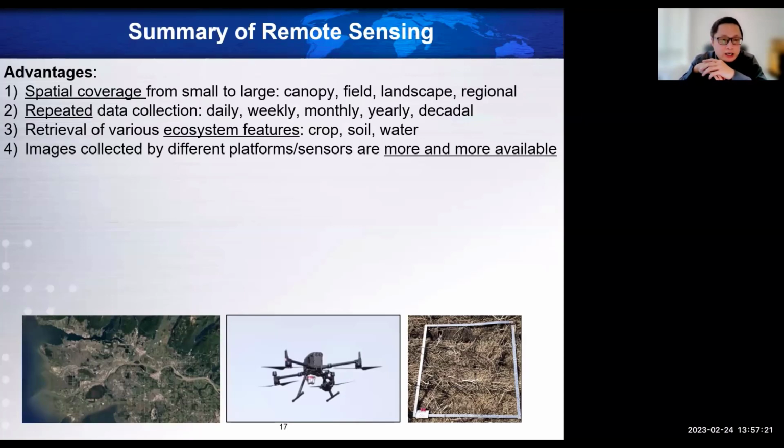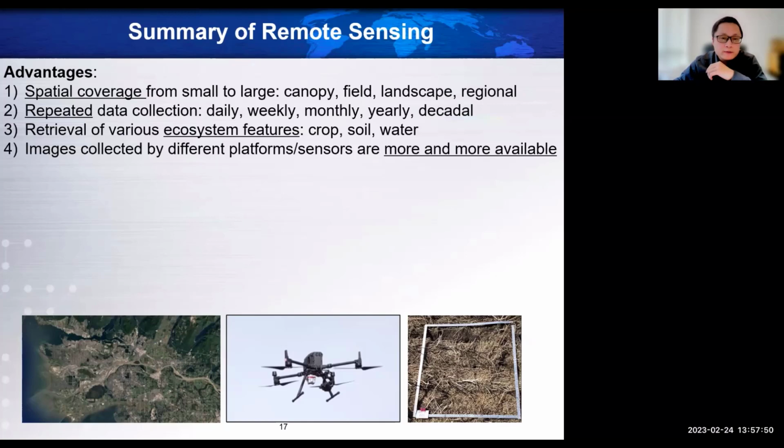So advantages such as spatial coverage from small to large, from country level to the regional or even global level. For different research purposes, we can select images correspondingly, and repeated data collection, from daily to yearly, decadal. Again, for different projects, such as crop monitoring, we may need weekly or monthly data. For land cover change detection, we may need yearly or decadal data.